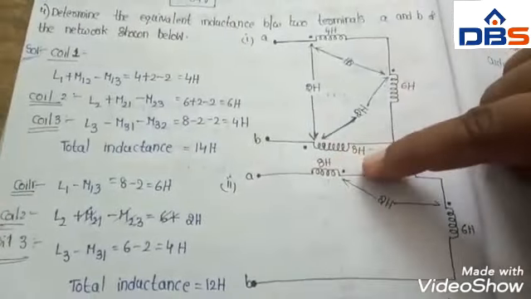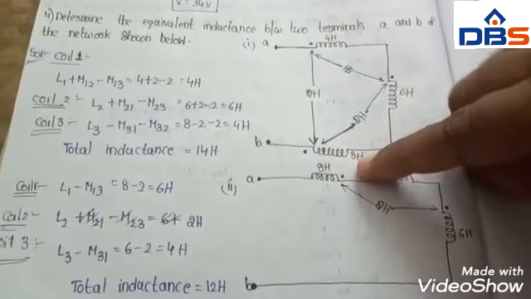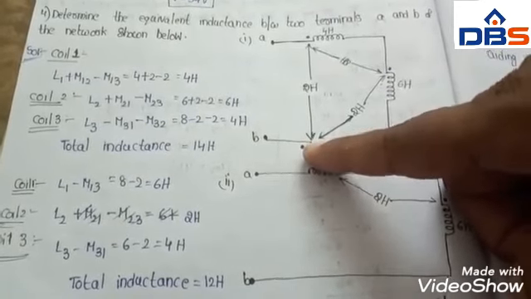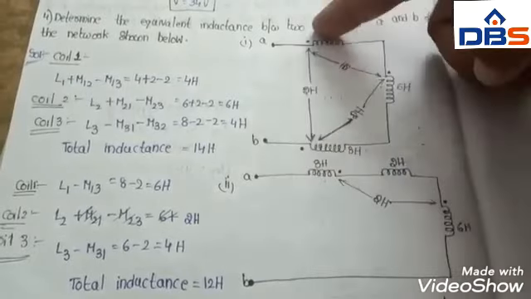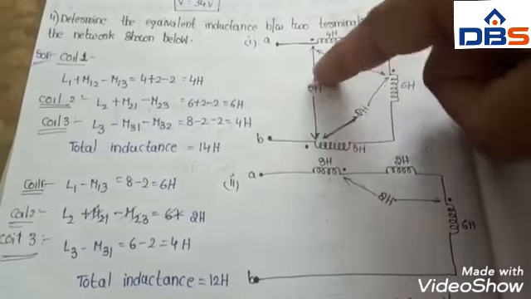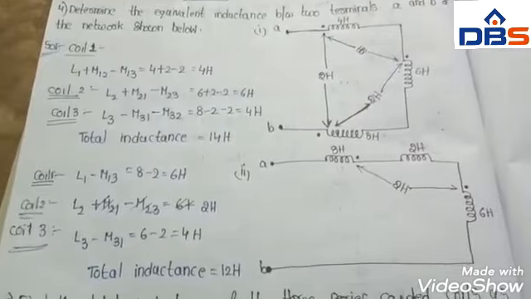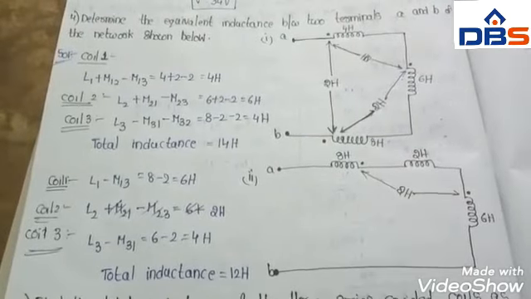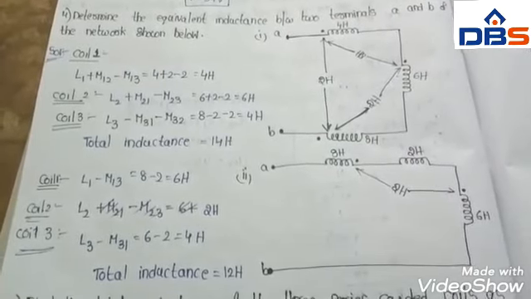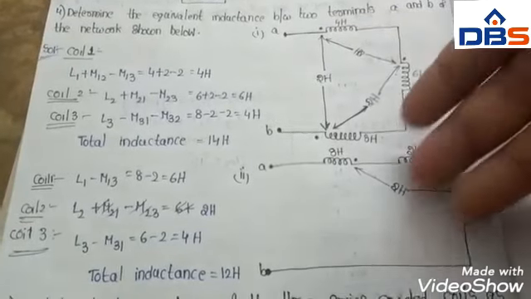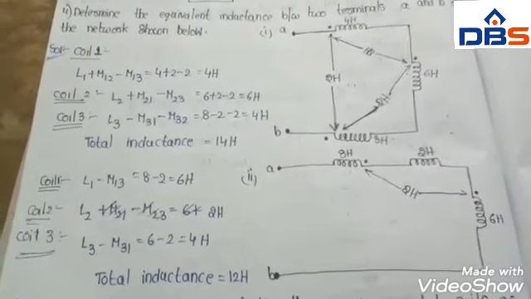And lastly L3 is 8 Henry, but M32 is negative, M31 is also negative. 8 minus 2 minus 2, that is 4. Total, adding L1 plus L2 plus L3, that is 4 plus 6 plus 4, that is 14 Henry. Like that we have to calculate this one also, right?